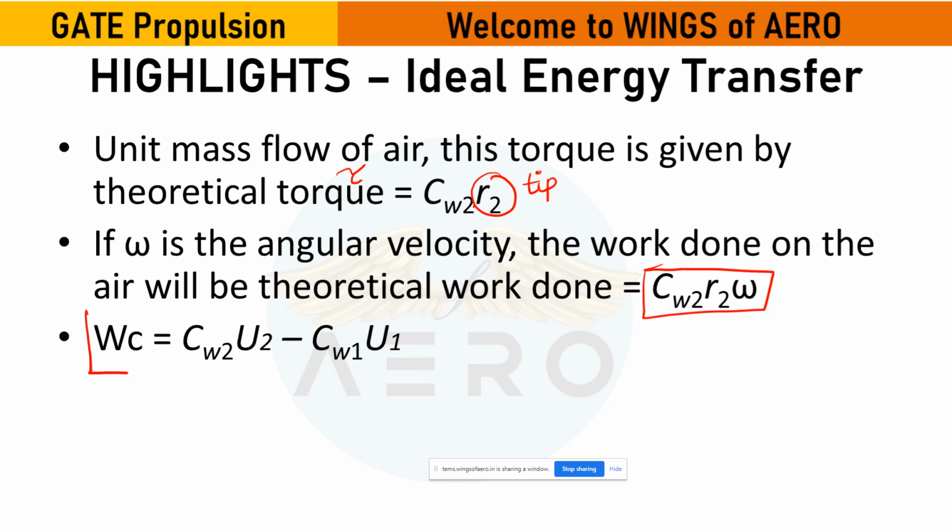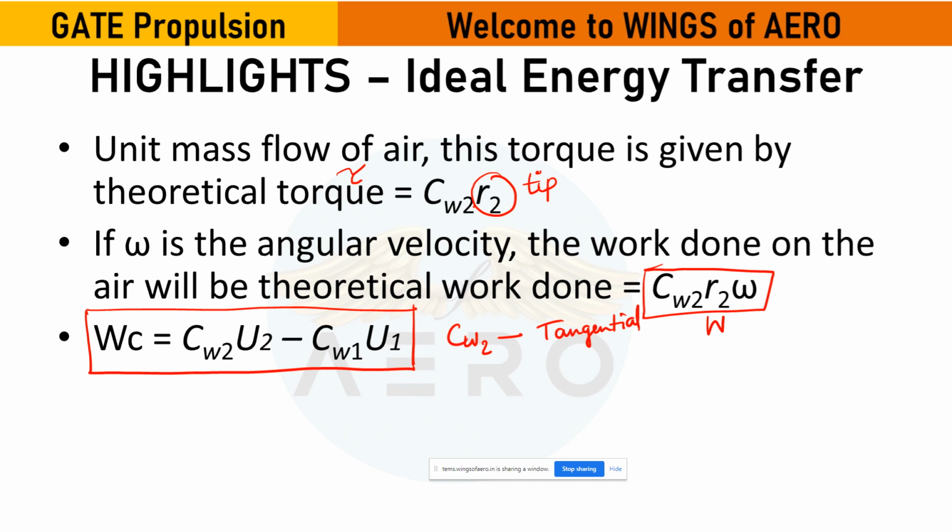Or it can also be written as this. Please note down this formula. This is a very important formula. Cw2 is the tangential velocity, or we can also rewrite this equation as the work done of the compressor W equals Ct2 into U2 minus Ct1 into U1. Please note down the formula. It will be helpful while calculating or solving the problems.